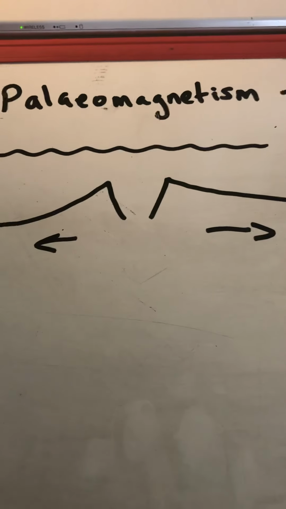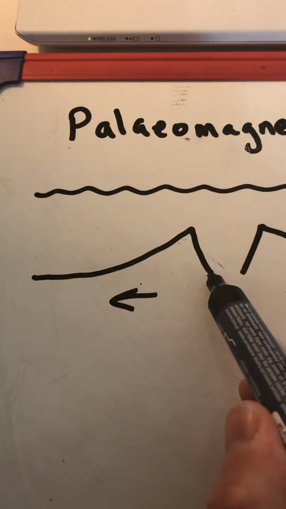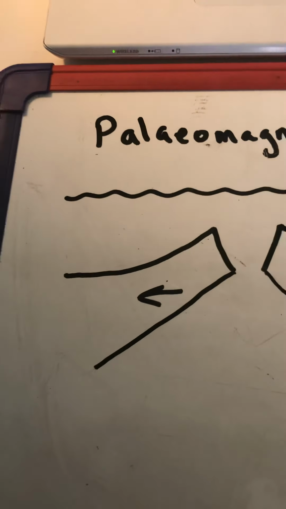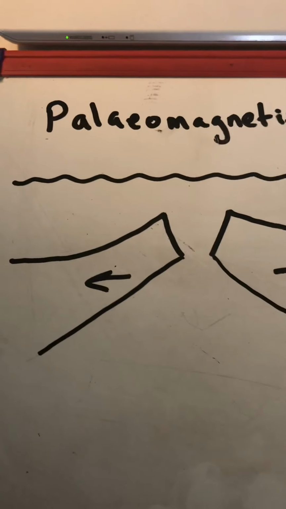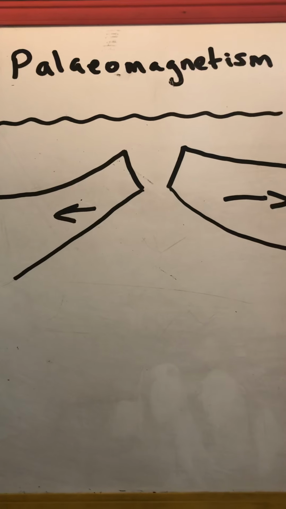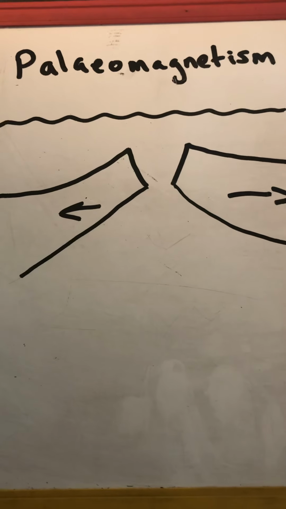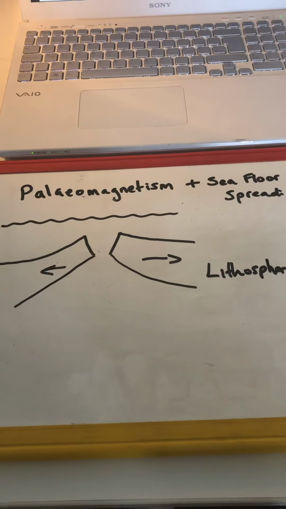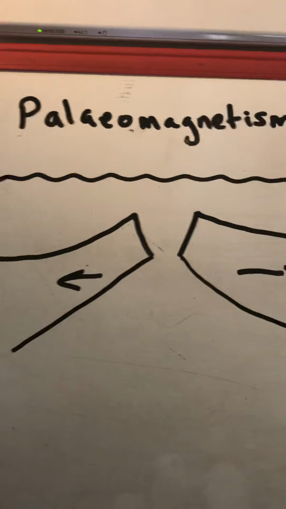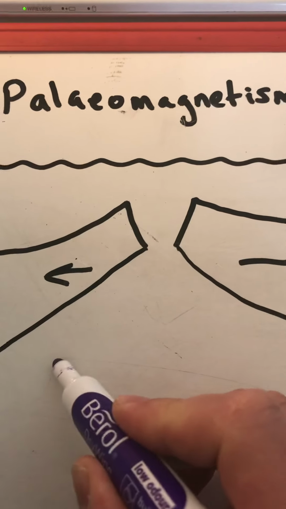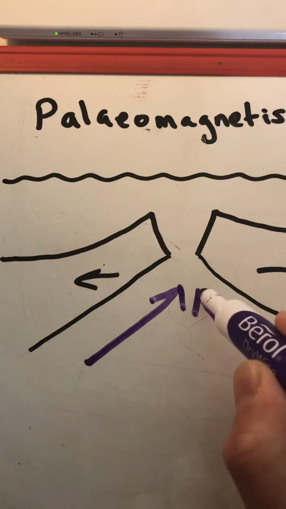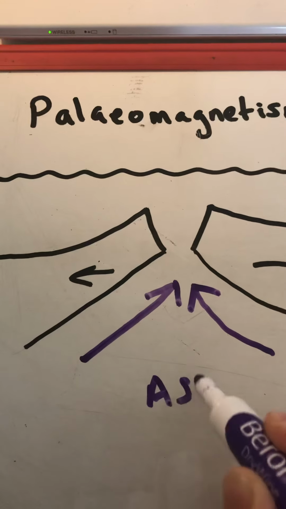So what happens at the mid-ocean ridge? This is the lithosphere. It's being thinned and it's pulling apart. And as the lithosphere thins and pulls apart, what happens? If this is the lithosphere, okay, that's the lithosphere there. The asthenosphere, which is 5% molten mantle rock, rises up here, and that's the asthenosphere.